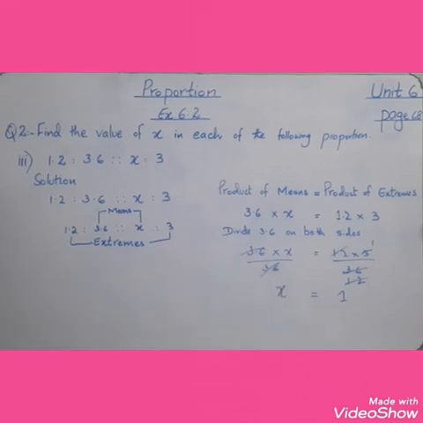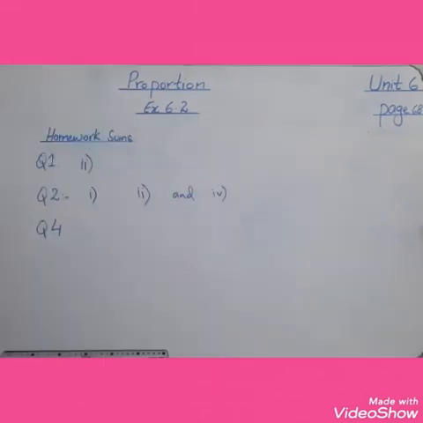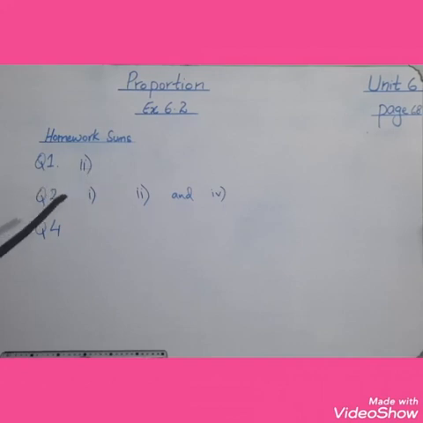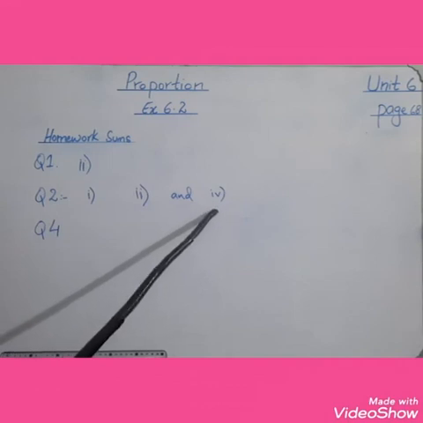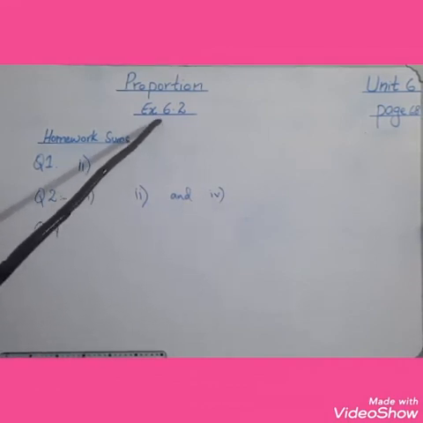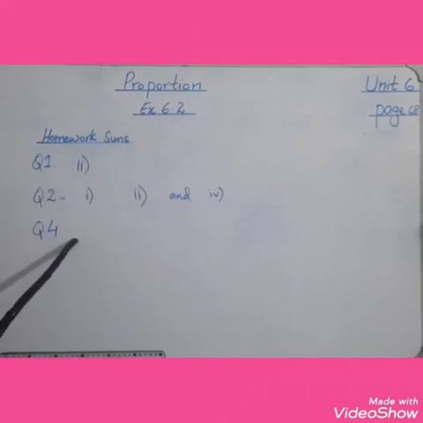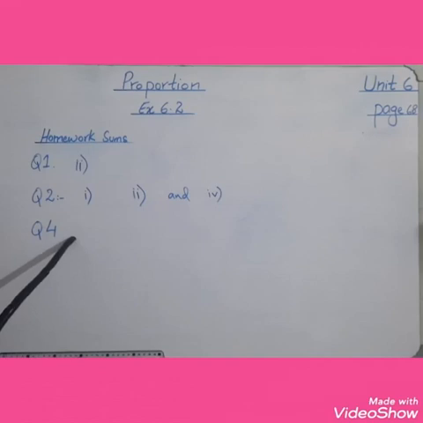Right, students? Now students, note down the homework questions. Question number 1, part 2 is your homework. Question number 2, part 1, part 2 and part 4 are your homework. And question number 4 of exercise 6.2 is your homework. Okay students, in question number 4, you have to find the fourth proportion. So it means for the value of the fourth proportion, you have to put the variable X. Okay, thank you.